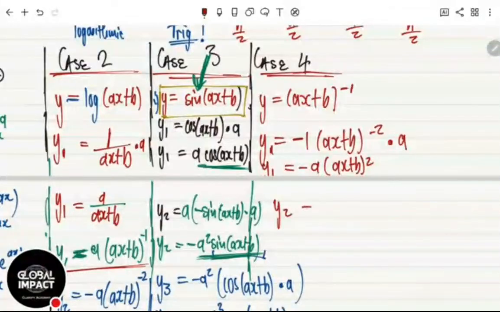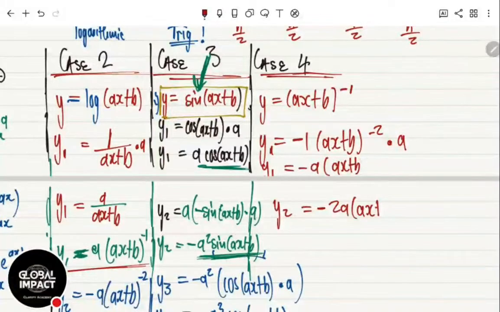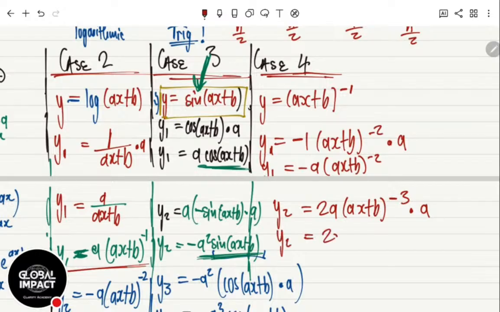Then now we can get y2. Drop the power, negative 2a. Reduce it by 1. By the way, this is to the negative 2, so you drop that negative 2, it becomes 2a. Then it is now ax plus b, to the negative 3. Then you multiply by what? By a. So you can now say that y2 is equal to 2a squared, then ax plus b to the negative 3. Can you understand this? You now have the second derivative.